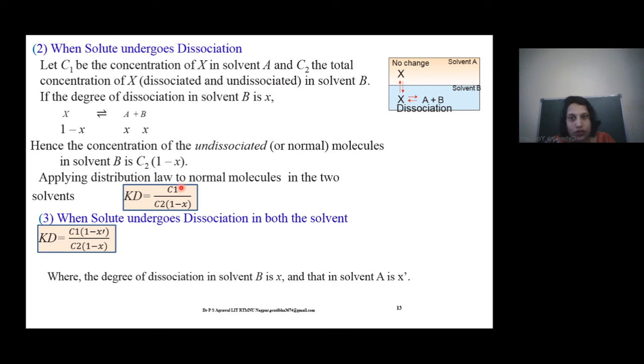If it undergoes dissociation, we have to find out the degree of dissociation, and accordingly the equation will take this form. If by chance the solute undergoes dissociation in both the solvents, then we have to consider the degree of dissociation in both the solvents, and this equation will be modified like this.